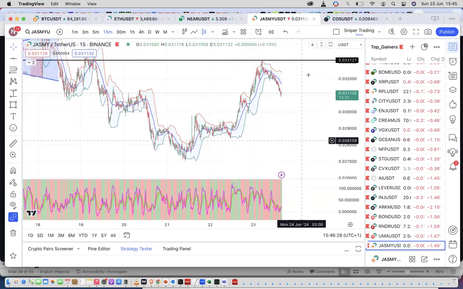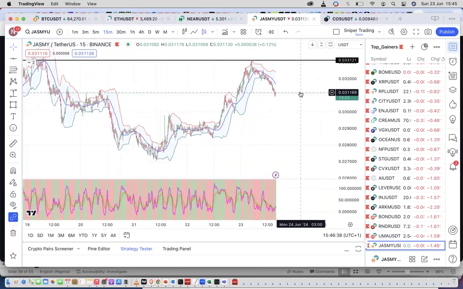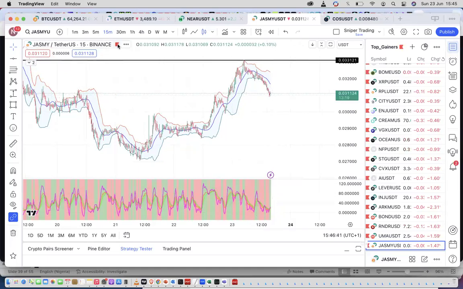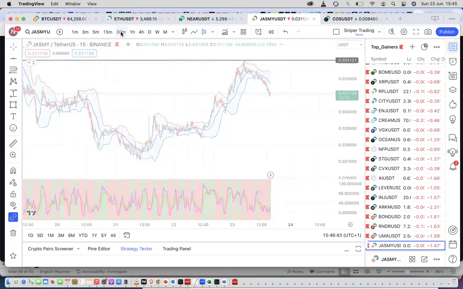After hunting this, likely it's going to give you some upward movement, which will definitely be profit. And from here, it can also turn to upward movement, which will be profit. So a Jasmy signal right now is good to go. You can compare it at the 30 minutes.